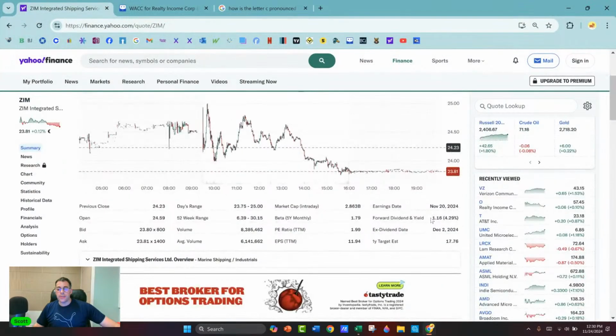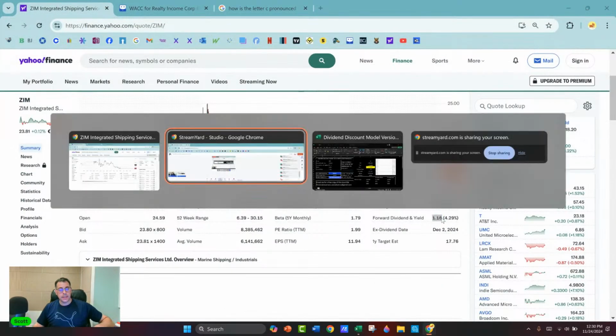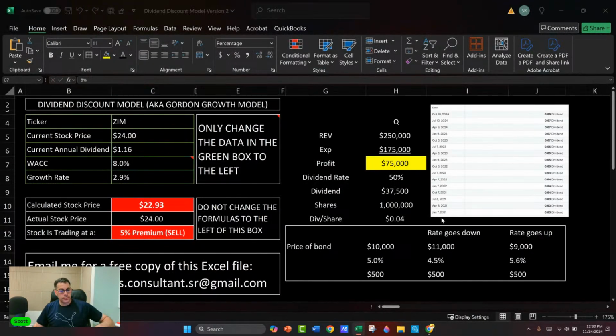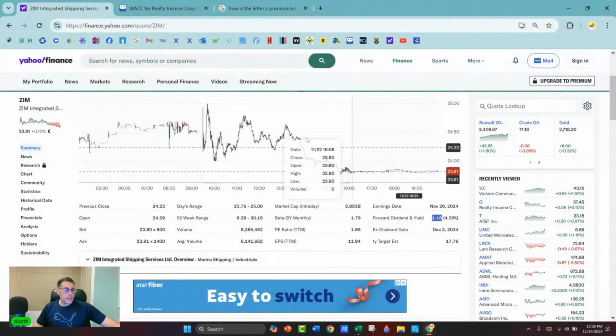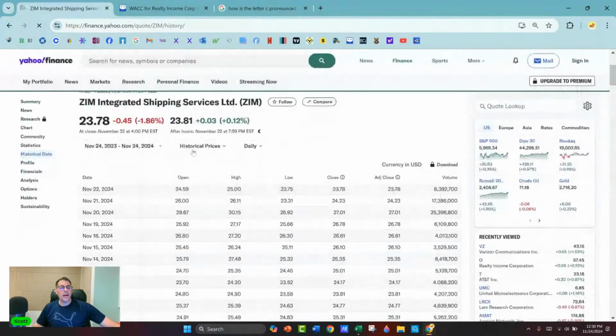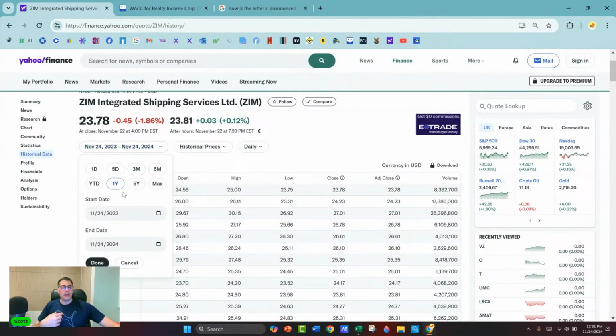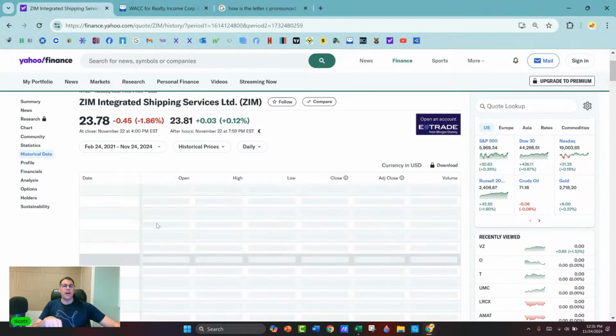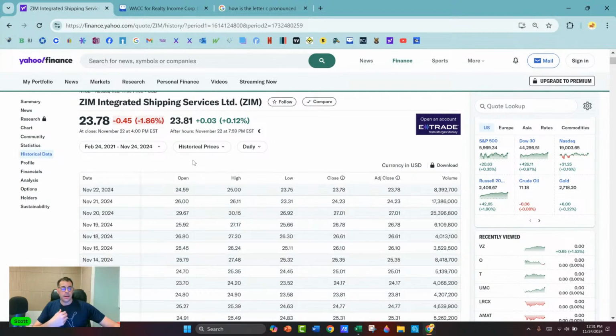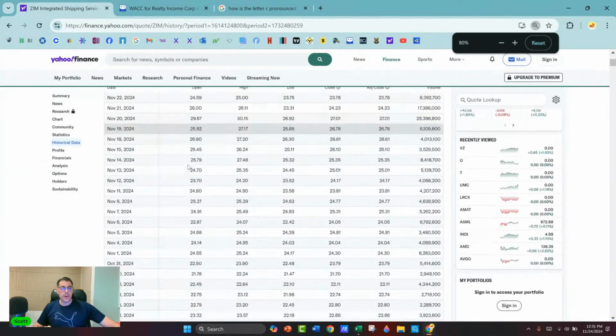So the annual dividend is $1.16. Statistics. So I highly encourage you, if you get these models, it would be good to play around with them, because you'll have more questions on the live stream. This is how I would play around with it if I was you. Actually, this is how I do it.